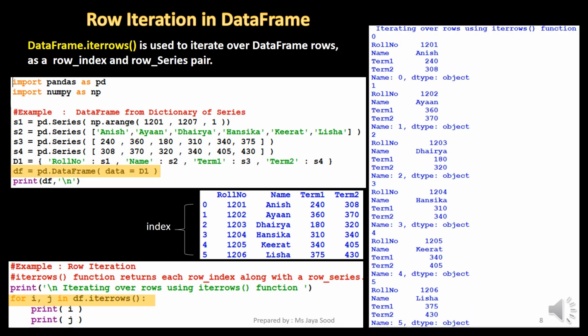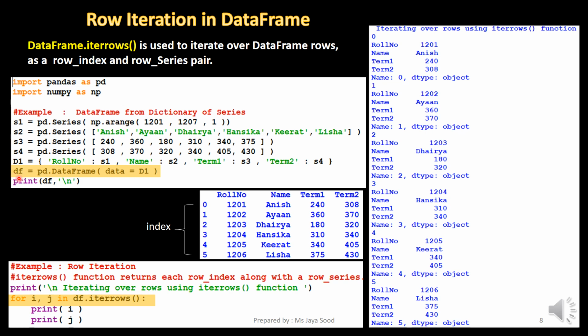Row iteration in a data frame. The data frame iterrows function is used to iterate over the data frame rows as row index and row series pair. In this example, we are creating a data frame from a dictionary of series. S1, S2, S3 and S4 are series which are created from an ndarray, a list of names, a list of marks and another list of marks. The dictionary D1 has the keys roll number, name, term 1 and term 2. The series S1, S2, S3 and S4 are the dictionary values.